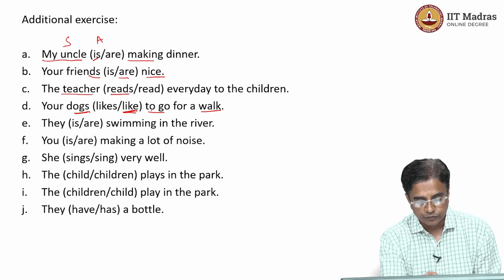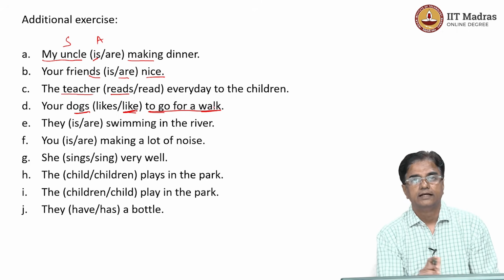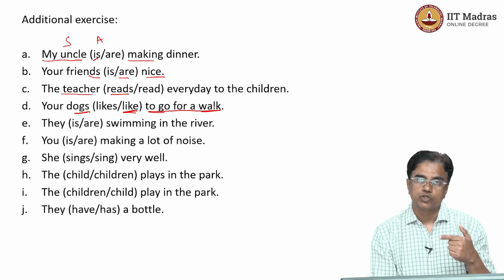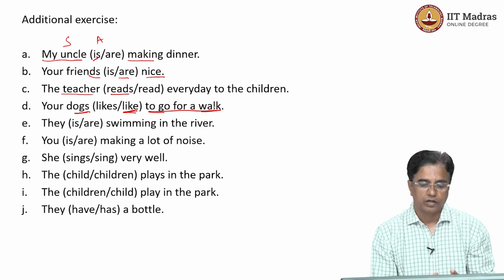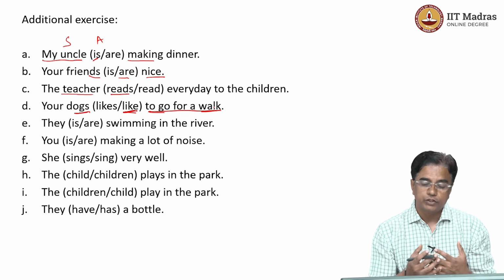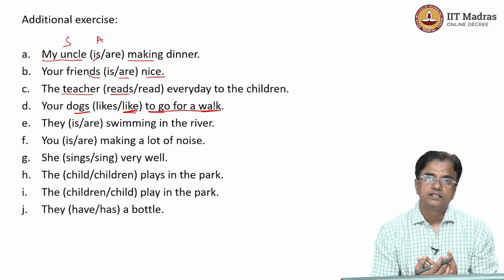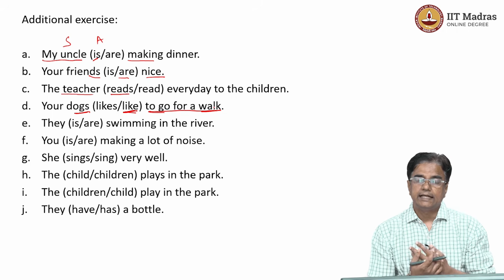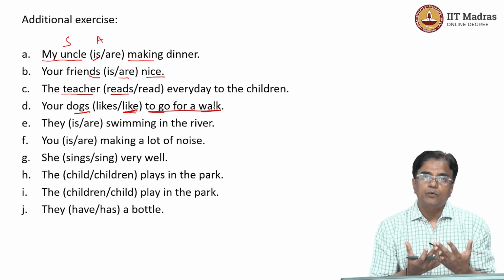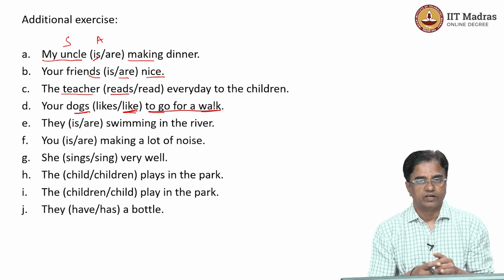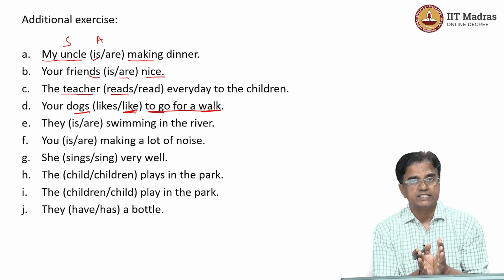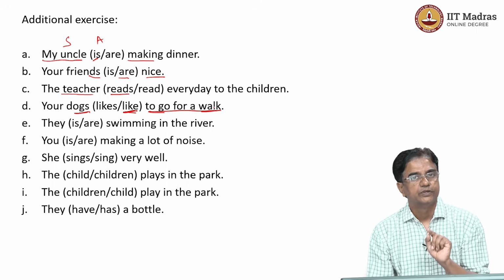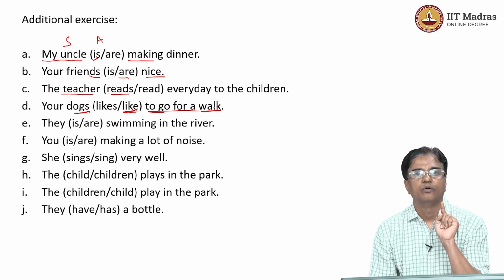To go for a walk, this is a different kind of construction. Likes to go for what? For a walk. So to go is a verbal noun. It's really a noun, but it is made out of a verb. Therefore, it is called a verbal noun. We will have a discussion about this later. But I take this opportunity to underline and indicate it for you that a sentence will have only one verb in it.